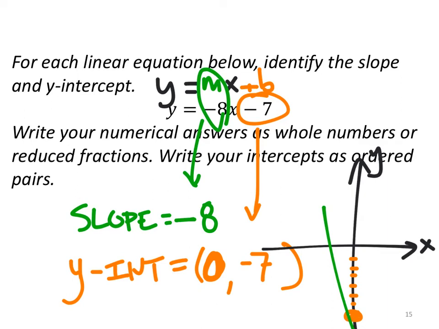But yeah, the ordered pair 0, negative 7. The y-intercept always has a 0 x value because it's right on the y-axis. It's always going to be on the y-axis, which is why we call it the y-intercept. And again, we'll be looking at the x number line, and this value is where x is 0.